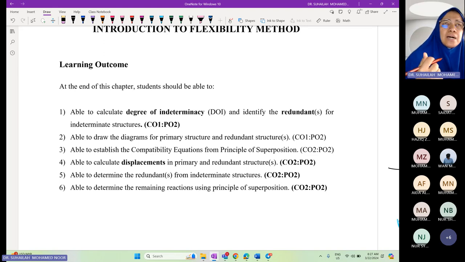Can you give me the idea of what degree of indeterminacy actually is? Because I believe you have learned this previously. In your own simple words, what is degree of indeterminacy? Where have you used this before? Anyone can answer me? What is degree of indeterminacy? Where do we use this? Why do we use the degree of indeterminacy?